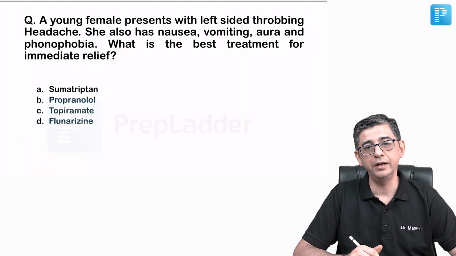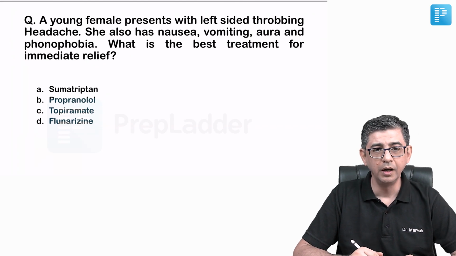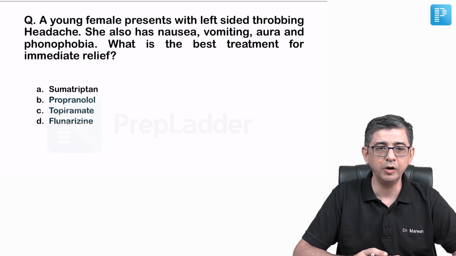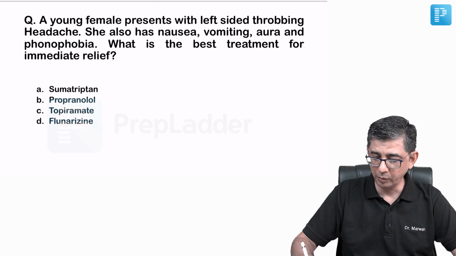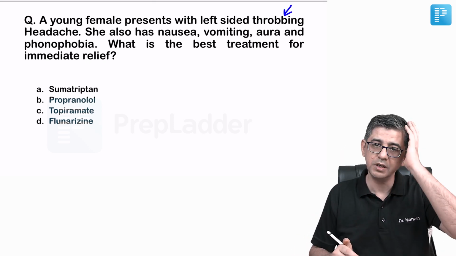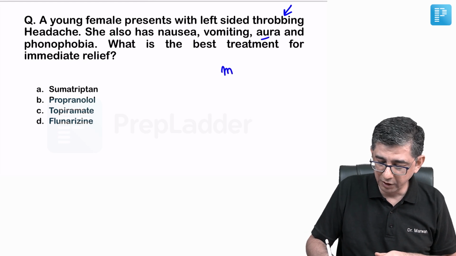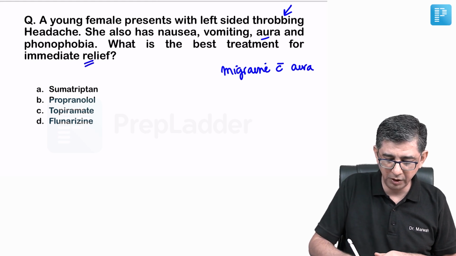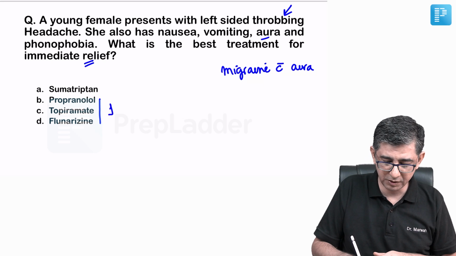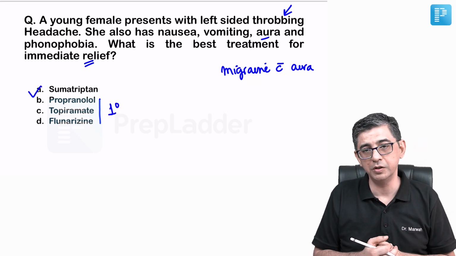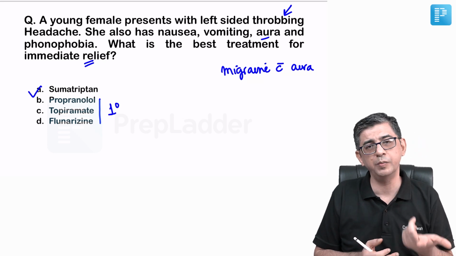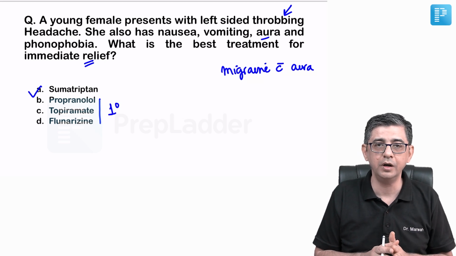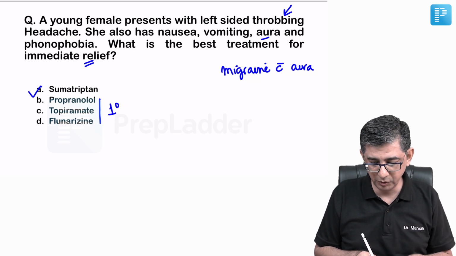Okay. The subsequent question said a young female presents with left-sided throbbing headache and she has nausea, vomiting, aura, and also phonophobia. And the question says, what is the best treatment for immediate relief of this patient? So considering throbbing headache, only on the left hand side, and aura also mentioned, we are making a diagnosis of migraine with aura, and the question is asking for immediate relief. Then options B, C, D are all for prophylaxis. So I can be giving triptans for these patients for immediate relief. It could be even a nasal spray, or a transdermal patch, and obviously there are mouth dissolving tablets also available. The answer to this question is A.